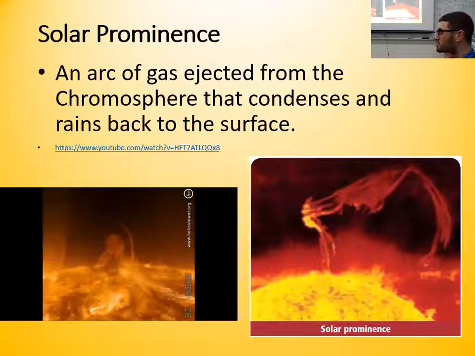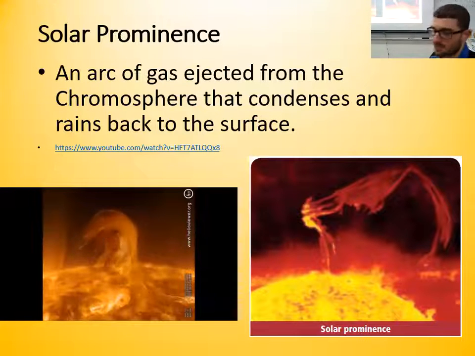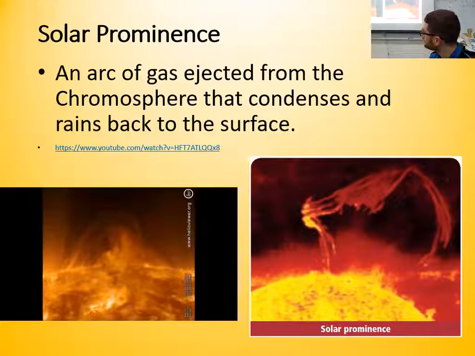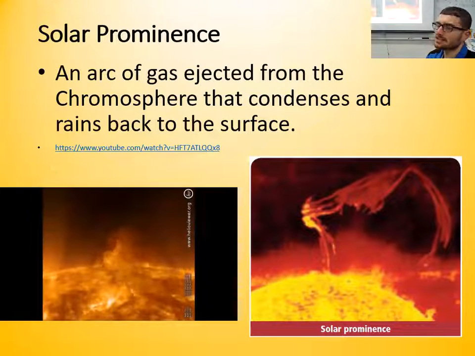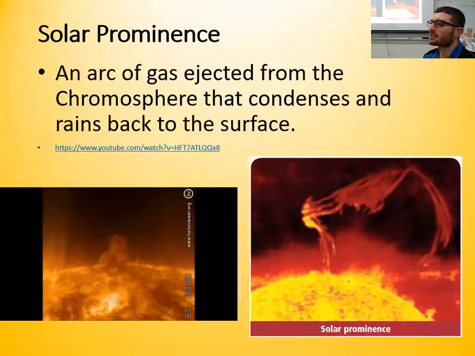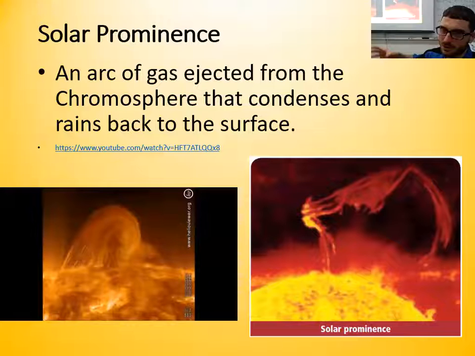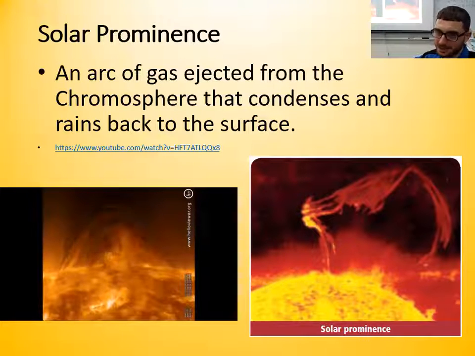So our next one is solar prominence. On the second to third one, guys, we're almost done here. Think of this, again, these are all things that happen on the surface of the sun. Think of this like a fire rainbow. It exits the surface of the sun, then it rains back to the surface.